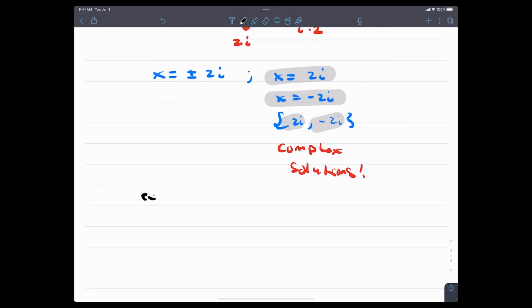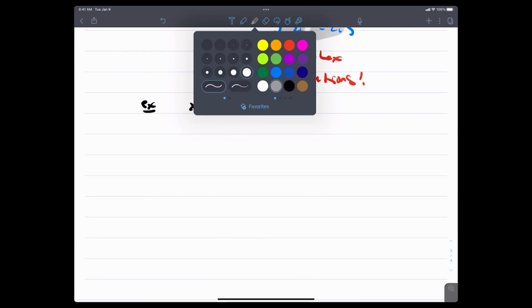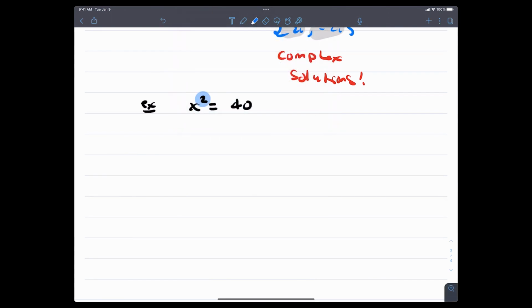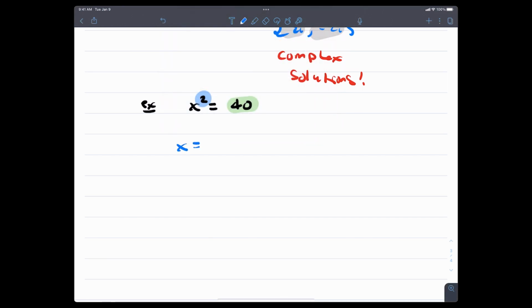Give you another example. It can say x squared is, ladies and gentlemen, 40. And then you say, if x squared is 40, remember, x squared, and then you're going to say 40. So what does that mean about x? X is plus or minus square root of 40.